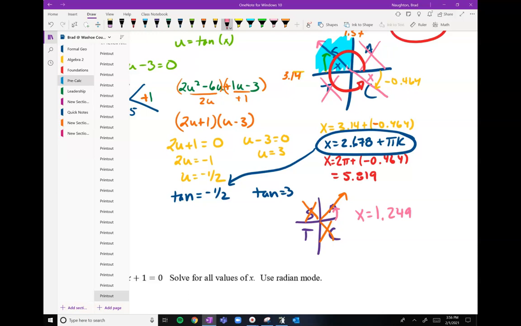So that is going to be the same as this one down here. So this x would be pi plus that 1.249. But since we want our values of k, and this right here is going to be the smallest one, we're going to say it's just plus pi k.